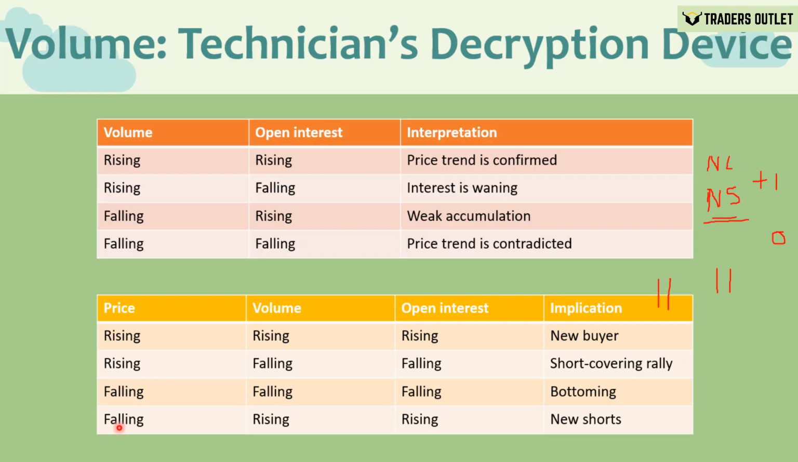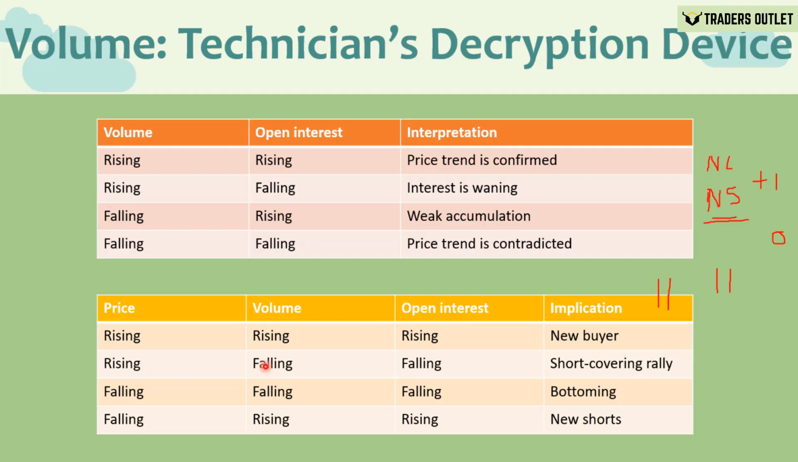Falling prices, but rising volume and rising open interest. With falling prices, that means there are increasing market participants, but they are of the bearish view. So we have new short positions being opened. Another case is when prices are rising, but volume and open interest are both falling. Then we have a short covering rally.